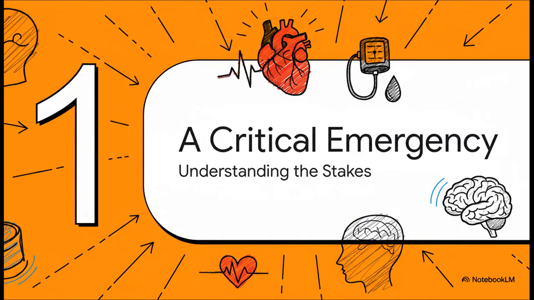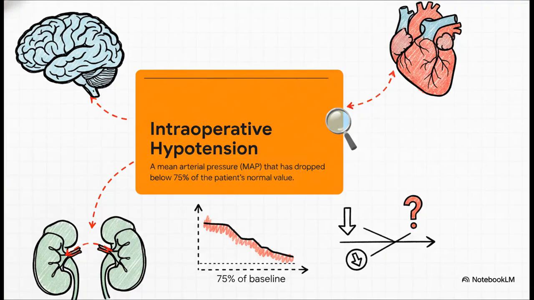Okay, first up, Section 1. Let's really get our heads around why this is such a big deal and what's actually at stake for the person on the table. So, what's the official definition? You know, the one you need for your exams? We're talking about a mean arterial pressure, a MAP, that's dropped below 75% of the patient's usual value.